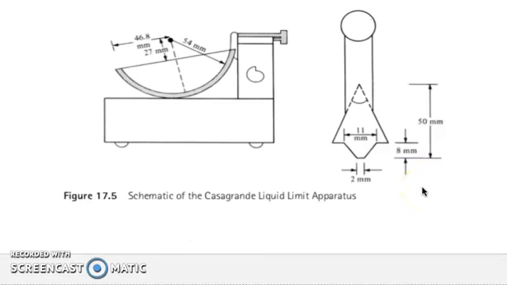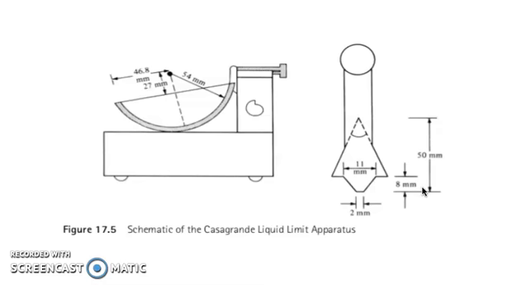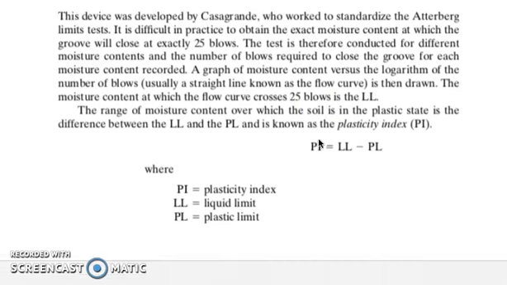These are the apparatus used to obtain the liquid limit. This is what we call the Casagrande liquid limit apparatus. Basically, they perform this in the soil mechanics laboratory so that you could obtain the liquid limit value for that particular soil sample.